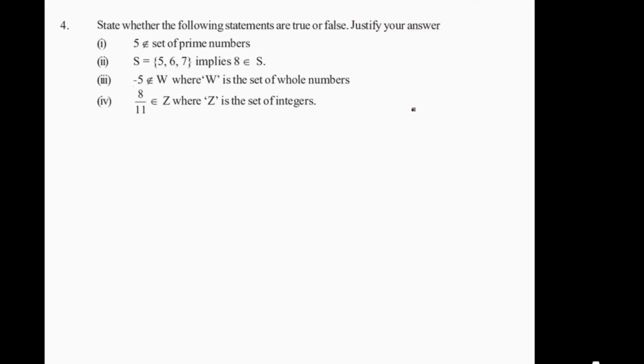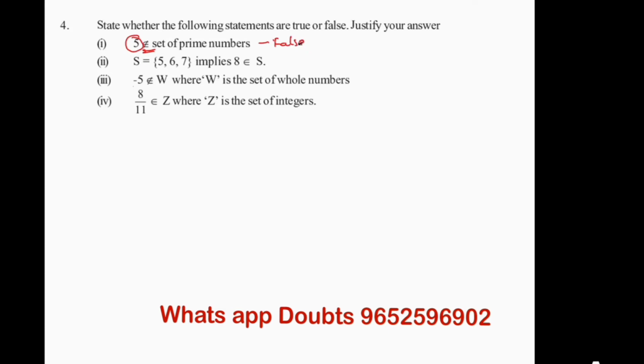The fourth one, you need to say whether it's true or false. Justification of your answer should be given. The answer of this one is false. Simple. Next, 8 belongs to S. Do we have the number 8 in the elements of set S? No, hence it is also false. Minus 5 doesn't belong to the whole numbers. The definition of whole numbers is that 0 is included with the natural numbers and so forth, and there are no negative numbers, hence this is true.